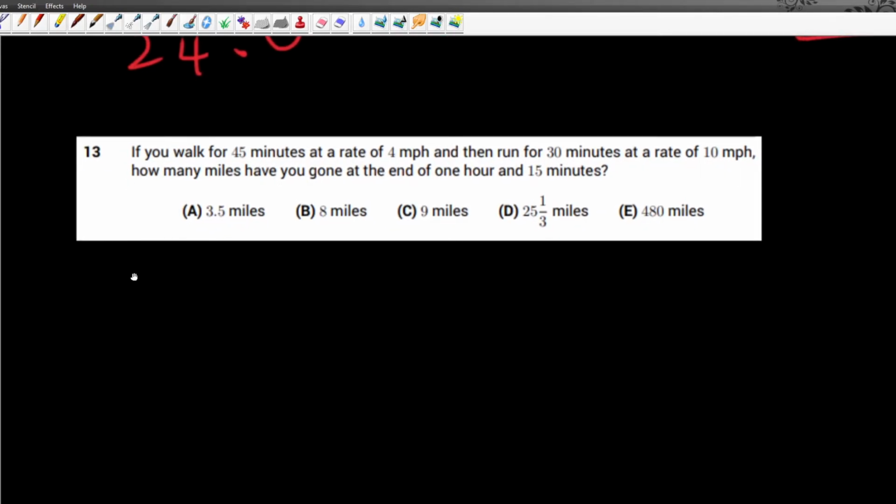If you walk for 45 minutes at the rate of 4 miles per hour, then run for 30 minutes at the rate of 10 miles per hour, how many miles have you gone at the end of the 1 hour and 15 minutes? So the 1 hour and 15 minutes comes from the 45 minutes plus the 30 minutes. Both ran at different rates. So 45 minutes of an hour, so 45 out of 60 is equal to 3/4 of an hour.